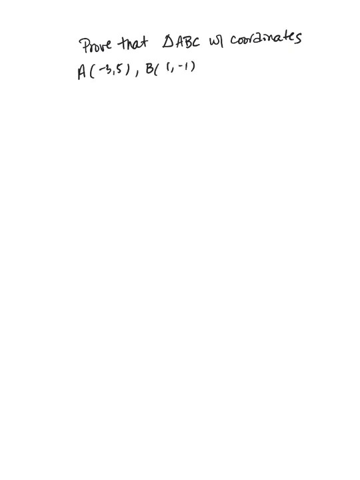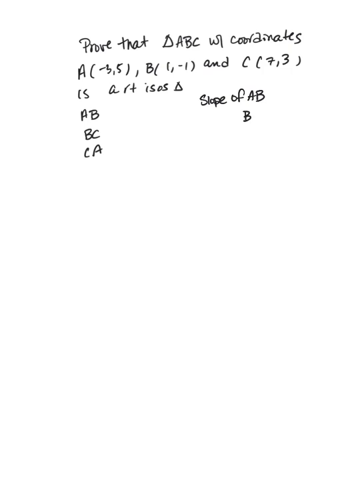We learned proofs with isosceles triangles and right triangles, right? So let's prove that the triangle with coordinates A(-3, 5), B(1, -1), and C(7, 3) is a right isosceles triangle. Okay, so to prove that it's isosceles, you have to get the measure of AB, BC, CA, and then to prove that it's right, you're going to have to get the slope of AB, BC, CA.